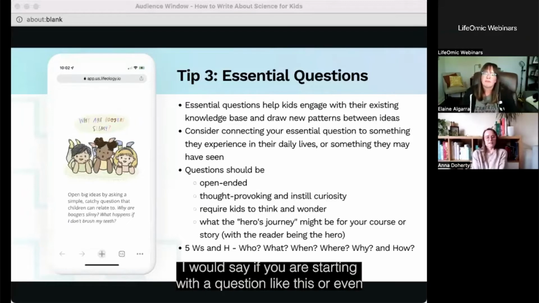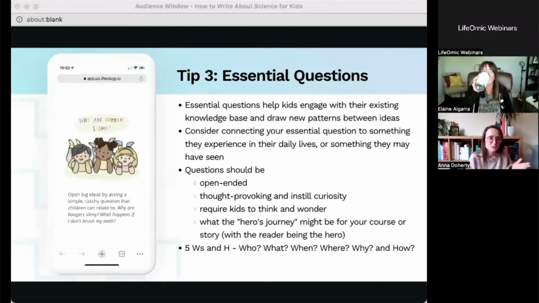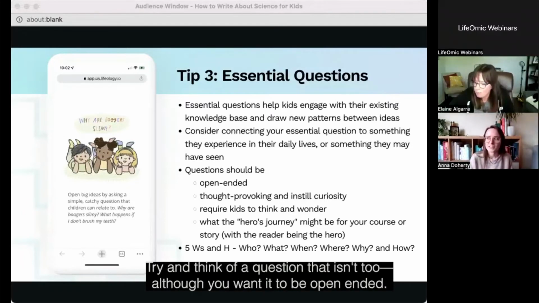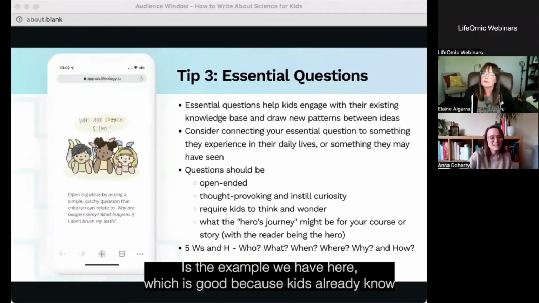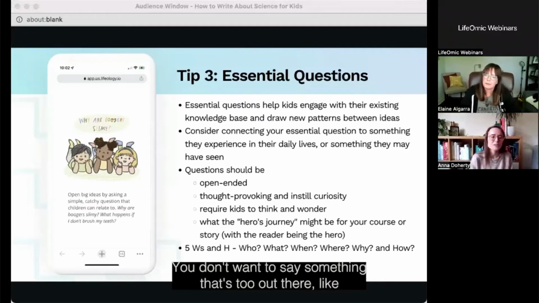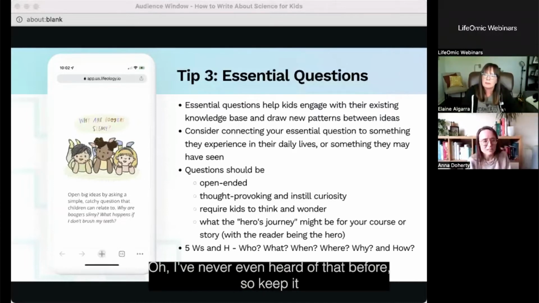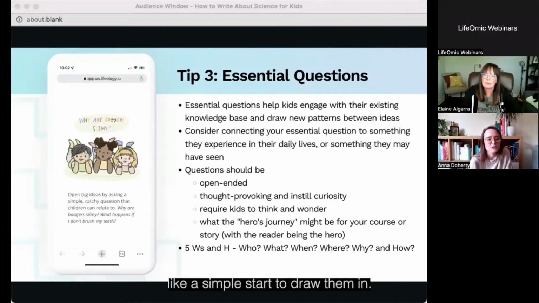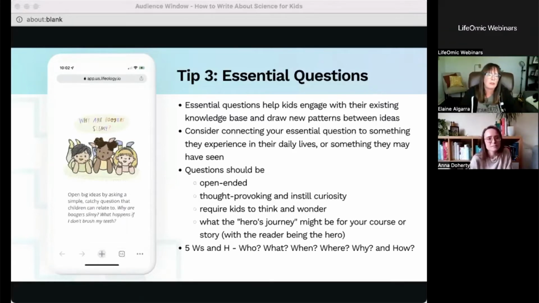Yeah, I would say if you are starting with a question like this, or even if you don't put the question into your writing, it's a good way to start the process of what you're going to write about. Try and think of a question that, although you want it to be open-ended, isn't so open that it's already raising more questions. Like, why are boogers slimy is the example we have here, which is good because kids already know what boogers are and what slimy is, but they don't know why they're slimy. You don't want to say something that's too out there, like a specific disease or a specific cell name that the kid's like, oh, I've never even heard of that before. So keep it a simple start to draw them in so they already think they know a bit of information, so it's not overwhelming to begin with. That's a great point.